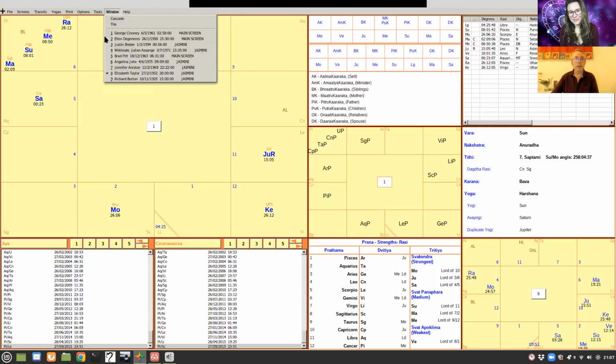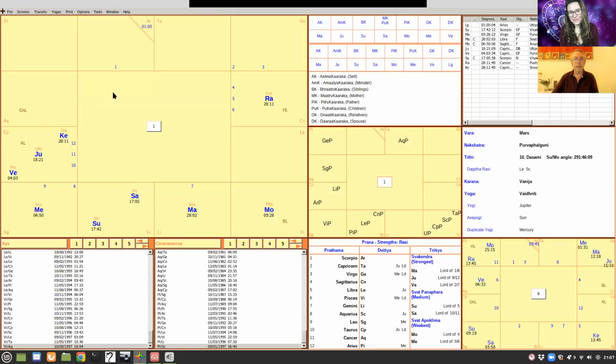And so when you go and look at Richard Burton's chart, and you look at his Atmakaraka, which is Mars, right? First of all, you know that Mars is going to be really assertive energy.